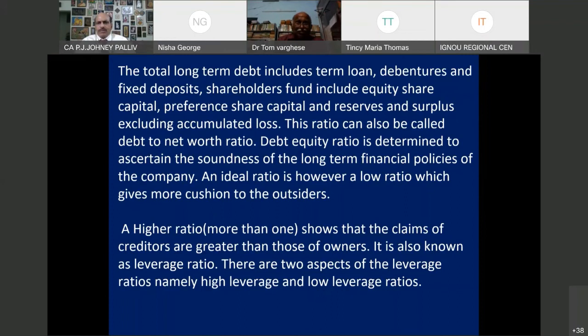Debt equity ratio is determined to ascertain the soundness of long term financial policies of the company. That means an ideal ratio is a low ratio, which gives more comfort to the outsiders. If your loan is more, then your fixed cost is more because you are required to pay interest. On your own funds, you are required to pay dividend only if there is a profit. So the higher ratio, more than one, shows the claim of creditors is greater than that of owners.